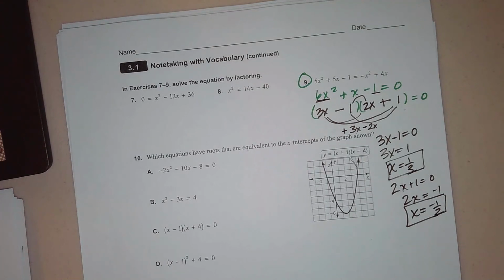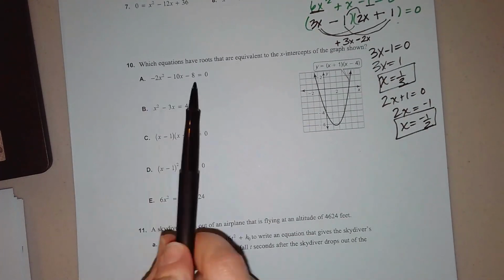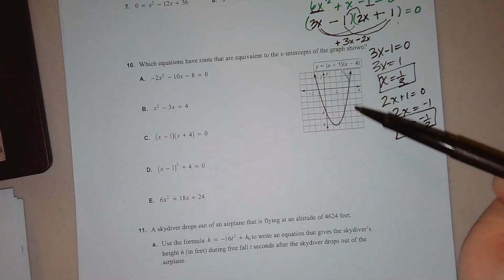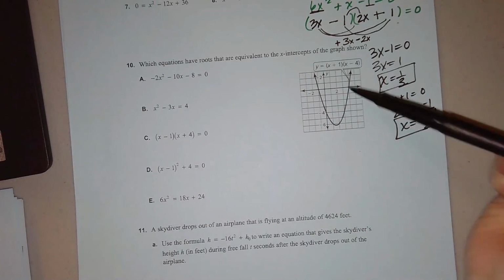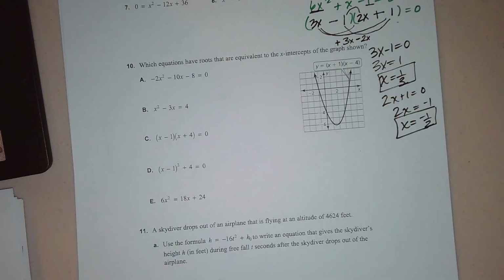Okay. Number 10 asks you which equations have roots that are equivalent to the x-intercepts of the graph shown below. I'm not going to do this one together. I think it'd be a good idea for you guys to do that one on your own to practice. It gives you some practice solving a whole bunch of different forms of equations and seeing which ones match the graph here, match the x-intercept. So I encourage you to do this without a calculator. Try factoring or the square root method, because ultimately that's what we're trying to get you to be able to do.